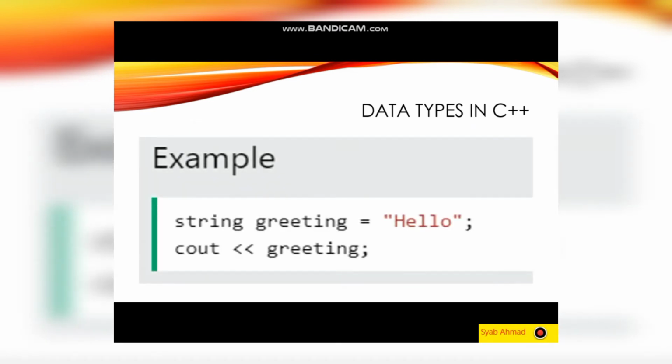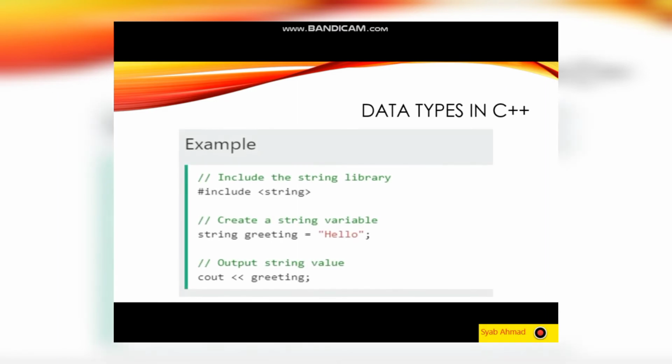String: the string type is used to store a sequence of characters, text. This is not a built-in type, but it behaves like one in its most basic usage. String values must be surrounded by double quotes. To use strings, you must include an additional header file in the source code, the string library.